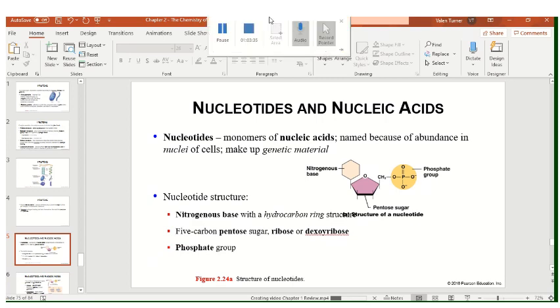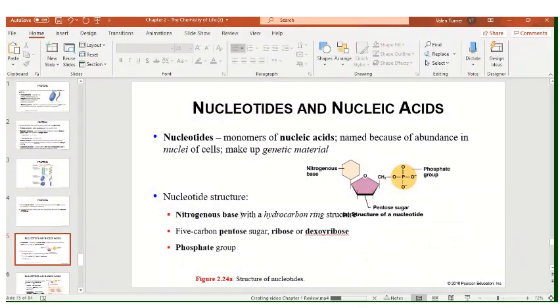So what are the building blocks for DNA and RNA? What are the monomers for your nucleic acids? They're called nucleotides. Nucleotides are the monomers for nucleic acids. And even though it's a building block, even though it's the monomer, it itself can be broken down. I want you to know the 3 parts to a nucleotide.